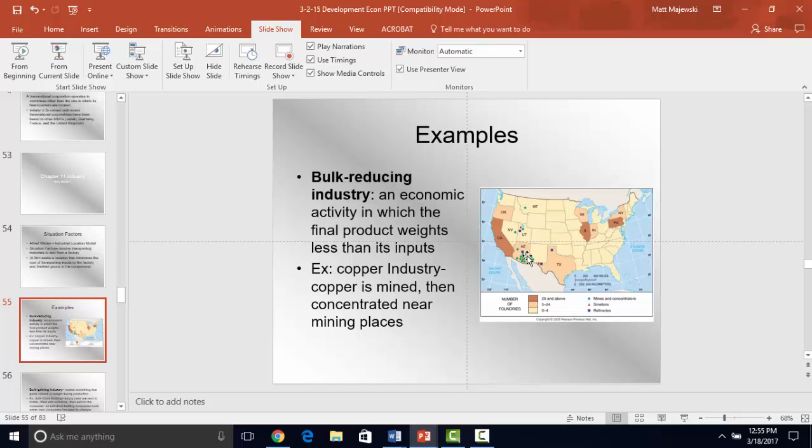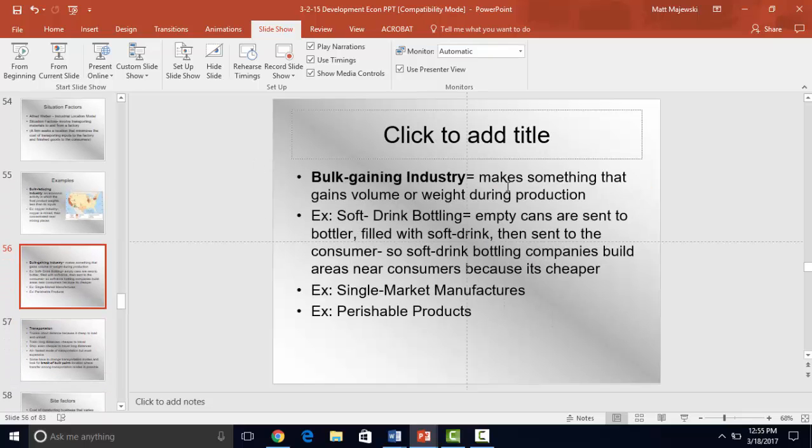Opposite of that is a bulk gaining industry. Bulk gaining industries are going to be located closer to the market, because their products gain weight through the production process, and so their transportation costs are actually higher after the product has been produced. Bulk gaining products, something that gains volume or weight during production. Soft drink bottling, think about this, right? Empty cans are sent to the bottler. They're filled at the bottling facility. Then they're sent to the consumer.